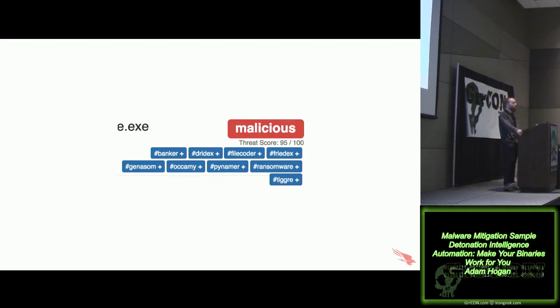We get its threat score. And if we have enough intel from the community or from our own threat intel, we're going to tag it with the name of the ransomware family, the threat actor, or anything else we know about it. In this case, identifying that this is associated with DRIDEX, that it's ransomware, and so forth.